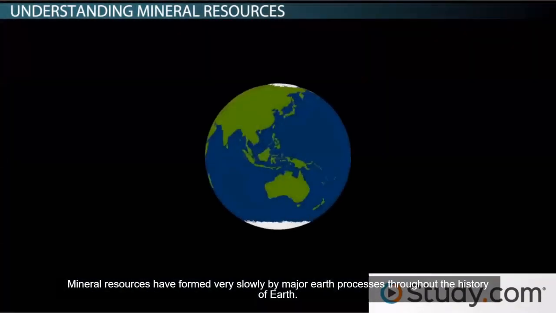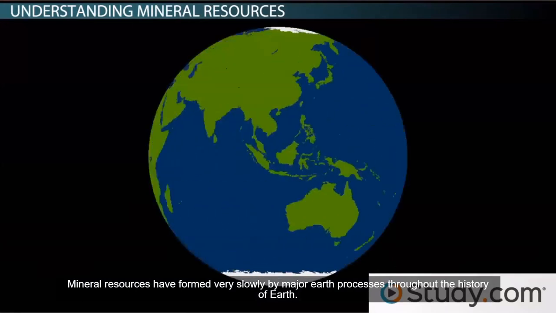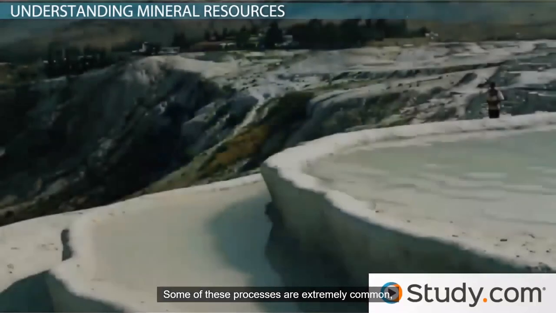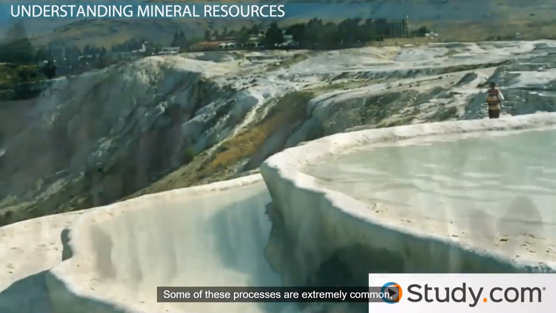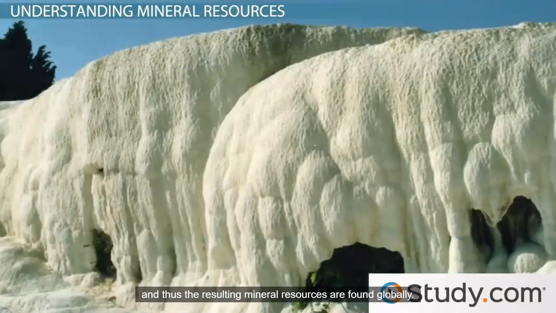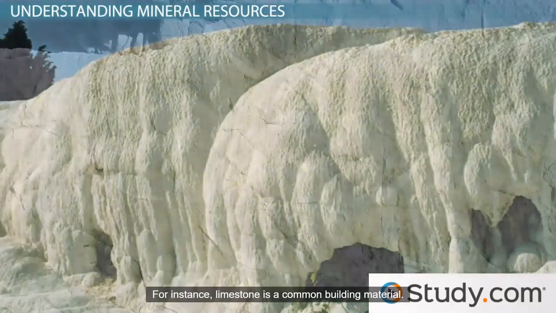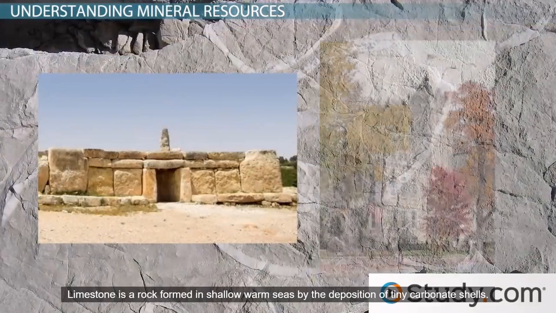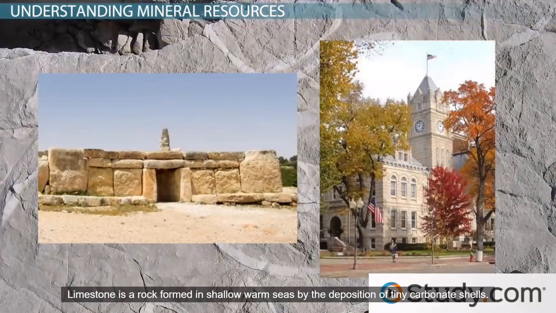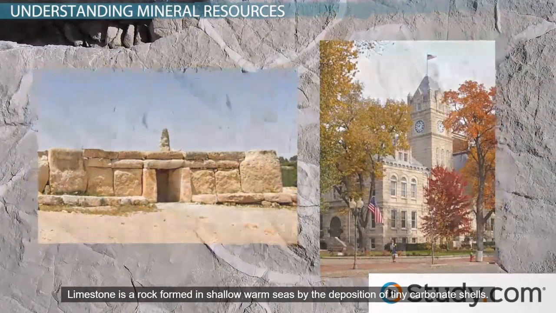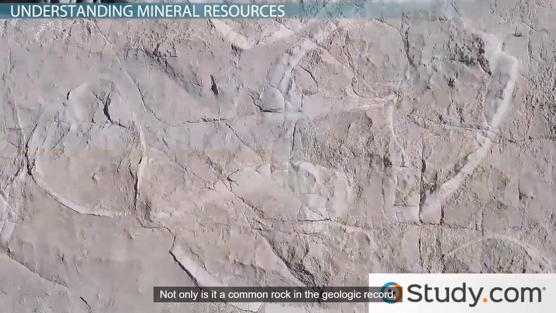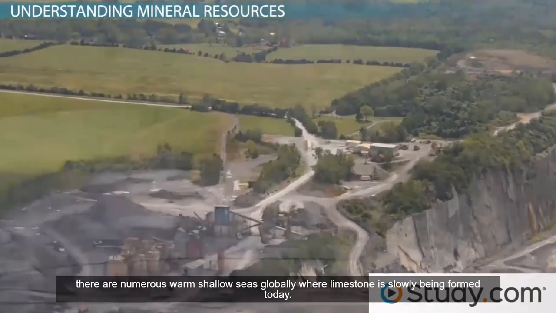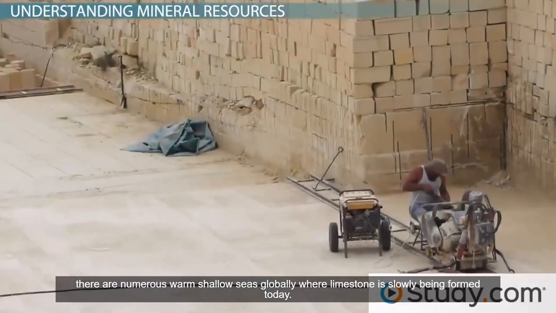Mineral resources have formed very slowly by major Earth processes throughout the history of Earth. Some of these processes are extremely common, and thus the resulting mineral resources are found globally. For instance, limestone is a common building material. Limestone is a rock formed in shallow, warm seas by the deposition of tiny carbonate shells. Not only is it a common rock in the geologic record, there are numerous warm, shallow seas globally where limestone is slowly being formed today.